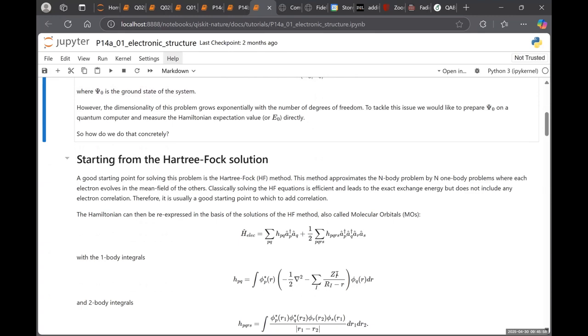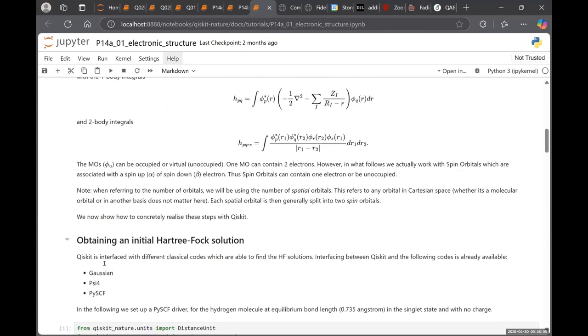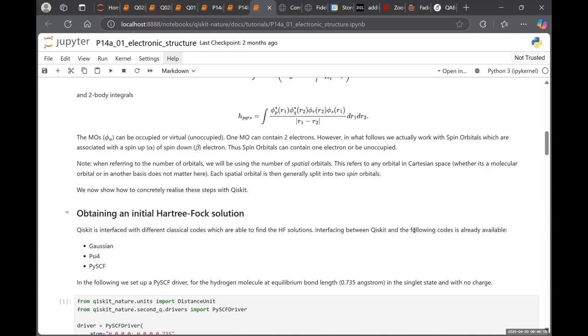And you get an orbital phi, right? So you solve that using the package. And then once you have these phi, you can just do the integral, and this will be done numerically by these packages. Qiskit interfaces with different classical drivers that can find the Hartree-Fock solutions. Okay, so it's already built in.